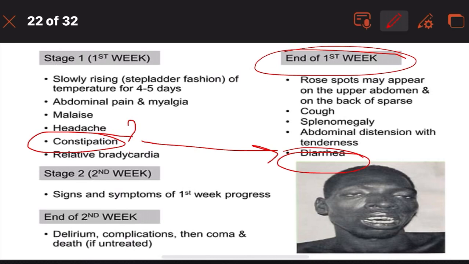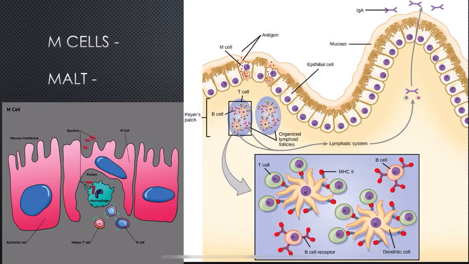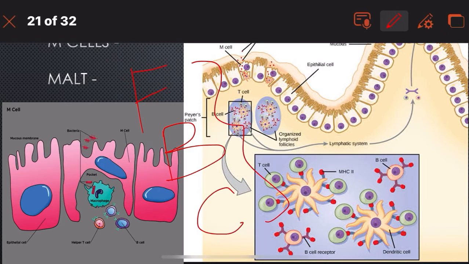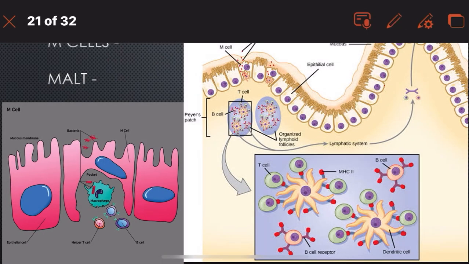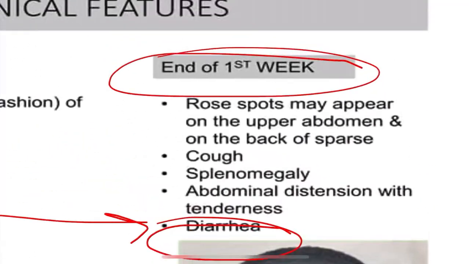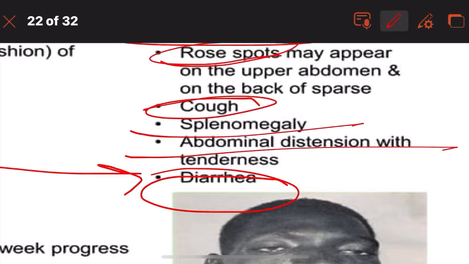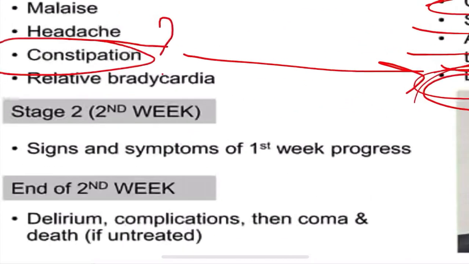Is it clear? I hope it is clear. In stage 1, you remember very nicely, what did we see? We have fever, we have bradycardia, constipation, the main symptoms, and then headache, malaise, myalgia, etc. And then comes the end of the first stage. In the end of the first week, what happens? Rose spots. We have rose spots, cough, splenomegaly, abdominal distension, tenderness, and diarrhea. Then we'll see stage 2.